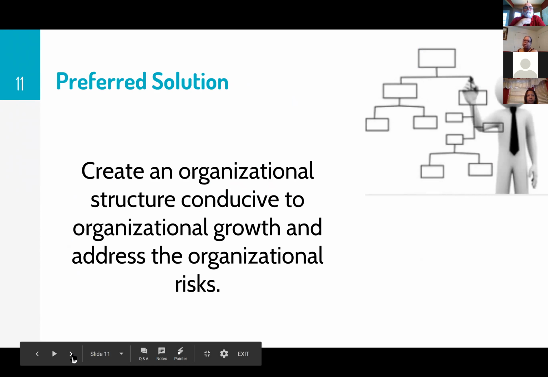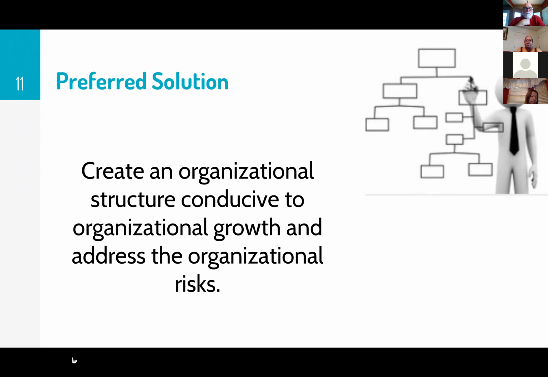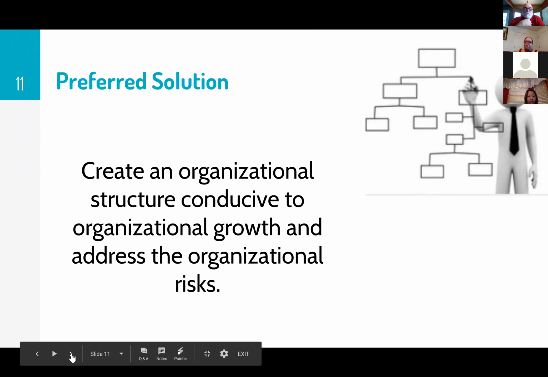Preferred solution, we thought that creating an organizational structure that was conducive to organizational growth and addressed the organizational risk. And we looked at how in five years they had a five-year plan, and then for the fact that they tried this before and failed.